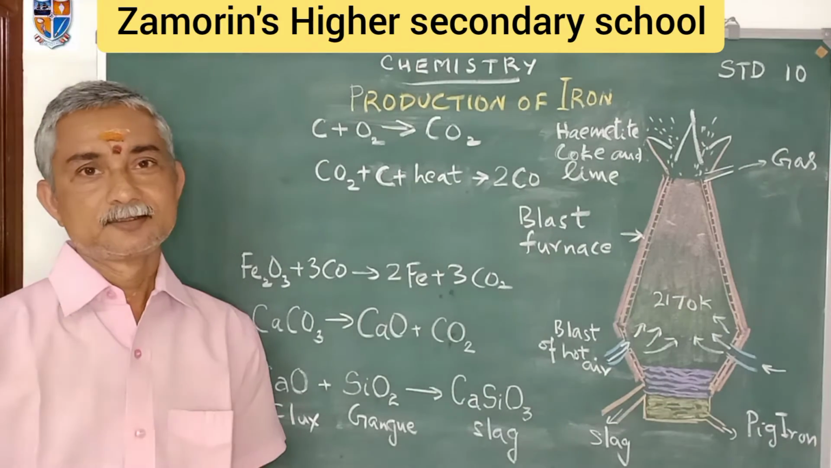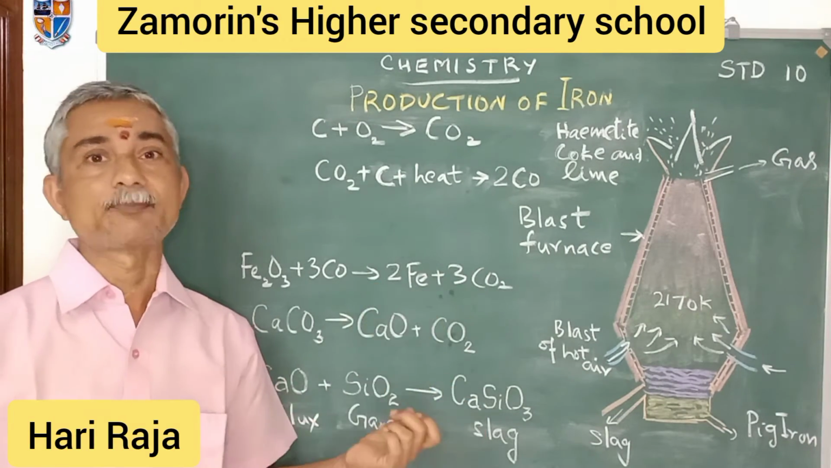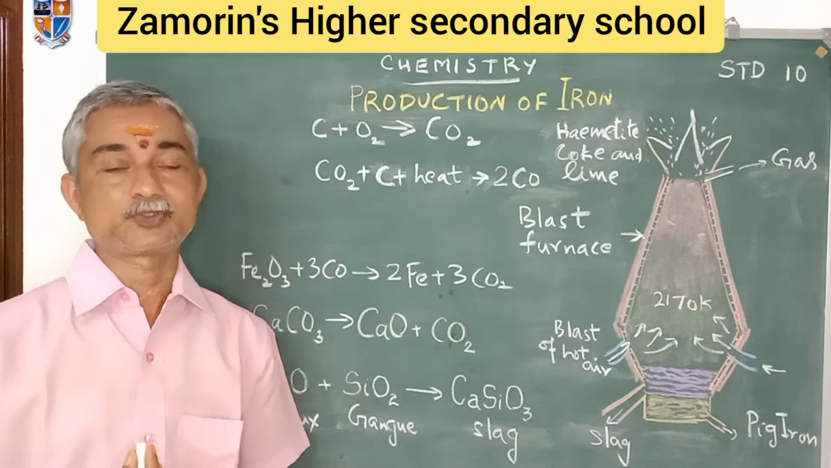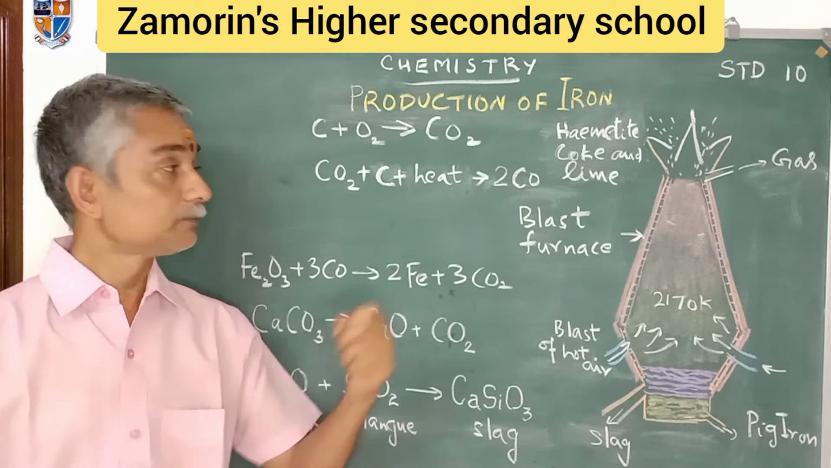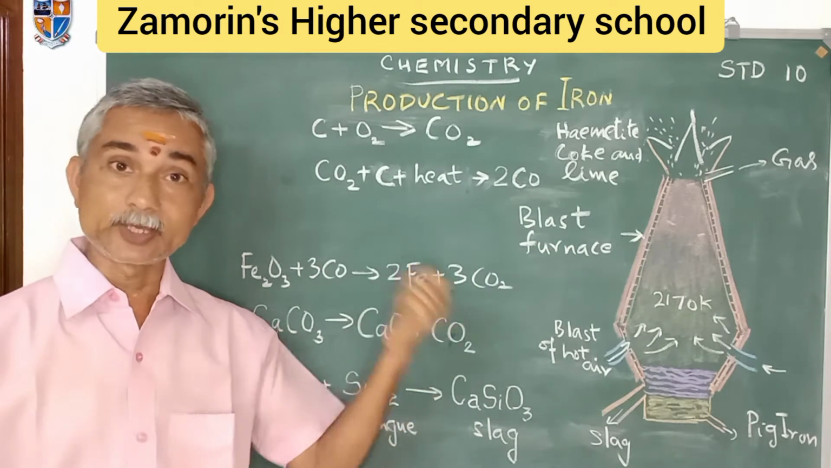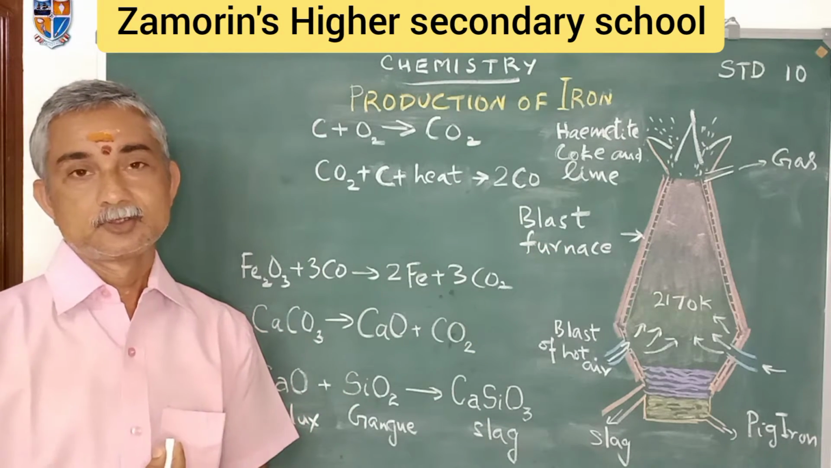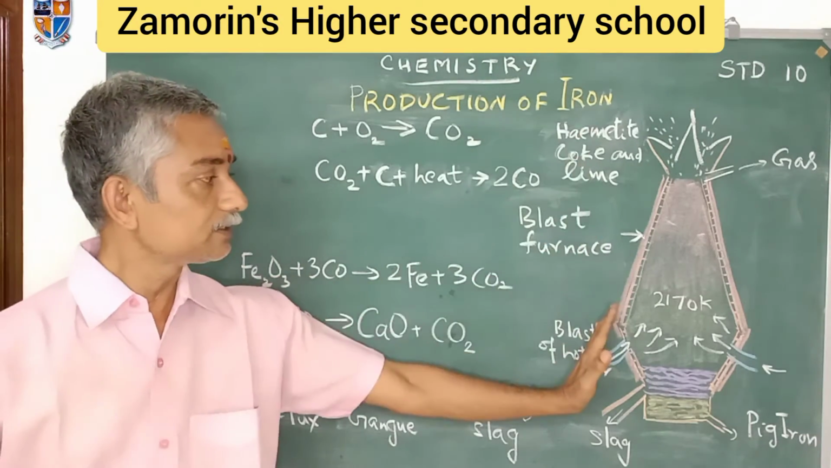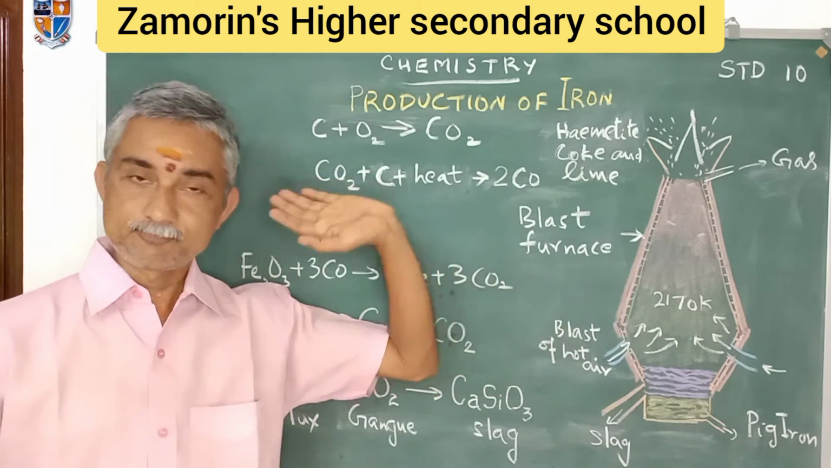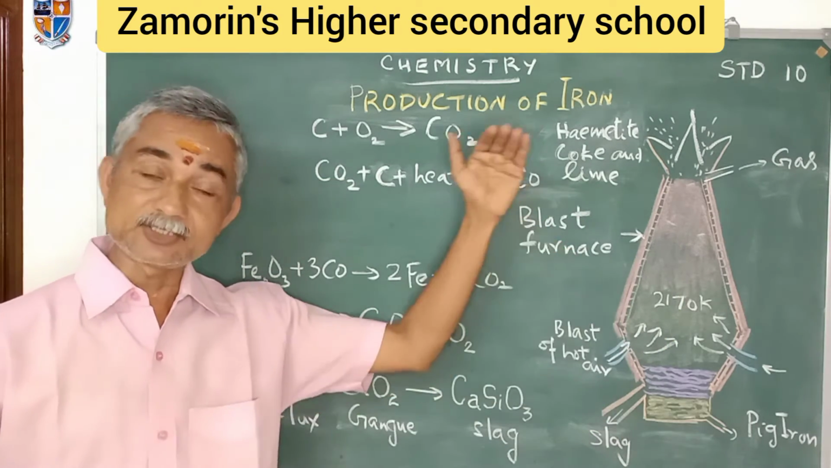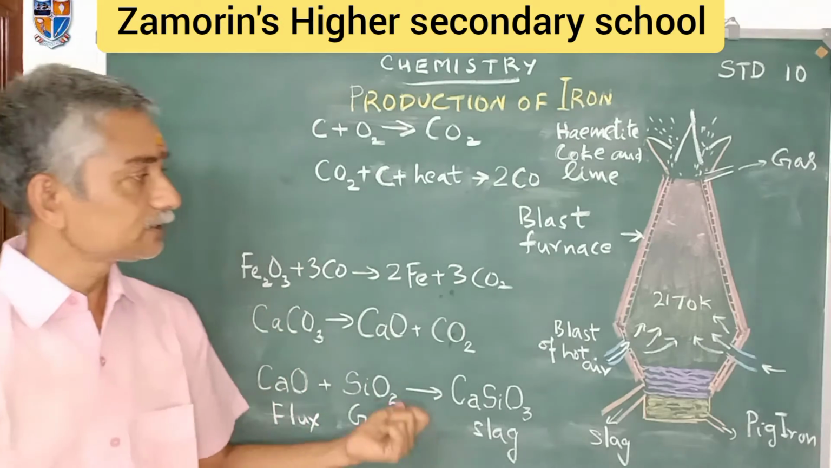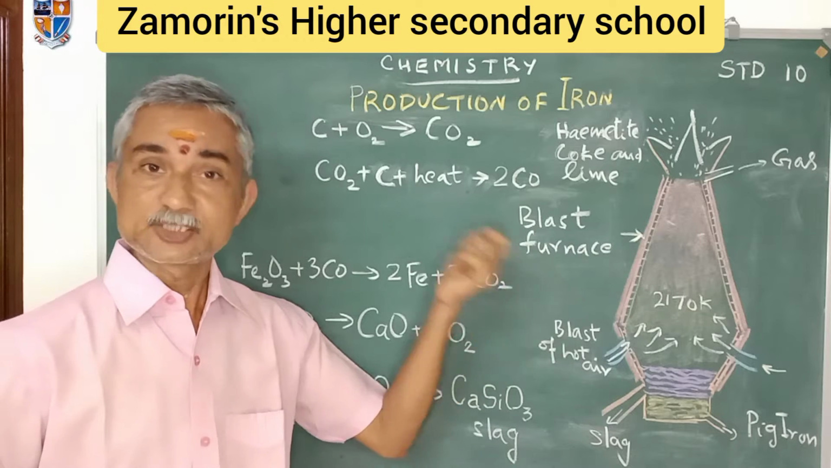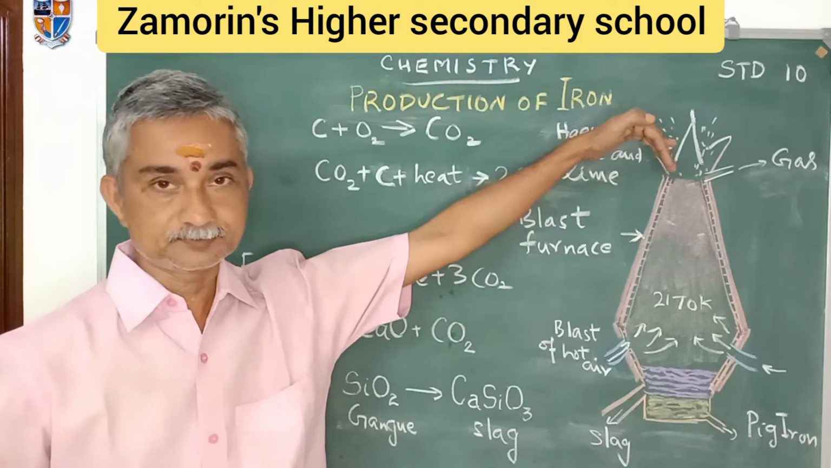Dear students, now we can move to the next topic, production of iron. How iron is produced through a blast furnace. Here the blast furnace consists of a brick-built furnace about 30 meters long, and a mixture of hematite, coke and lime is powdered and poured from the top.